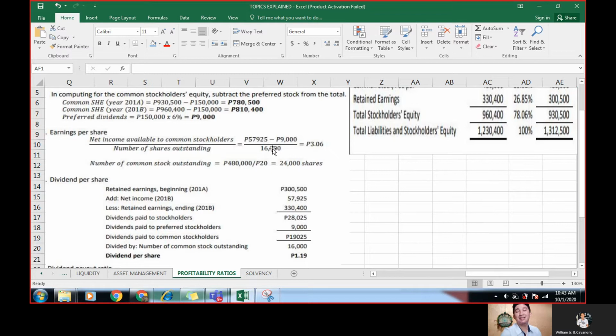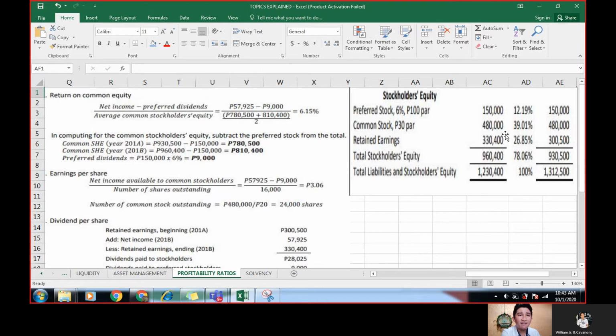Okay, di ba? Kasi sa net income natin, kapag nagbibigay tayo ng dividends, dalawa ang bibigyan natin: si common stockholder at si preferred. Pero when you are solving your earnings per share, minus muna natin yung preferred dividends. Okay? So, wag malito, 57 minus 9 because of the preferred dividends. So, we already solved that kanina. Divided by the number of shares. Ito na naman yung problema natin. Okay? So, paano nakuha ang number of shares, sir?